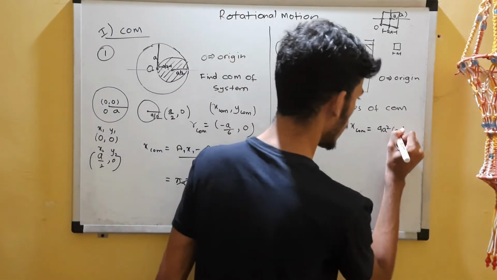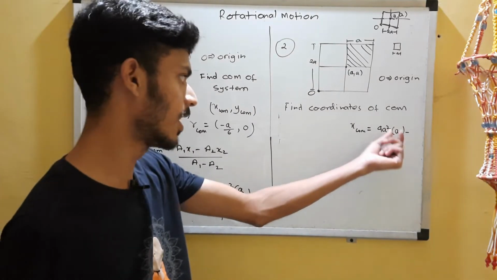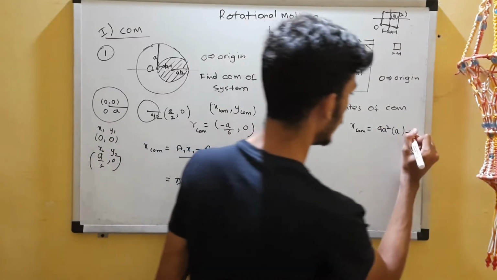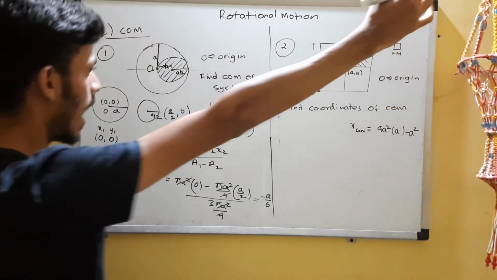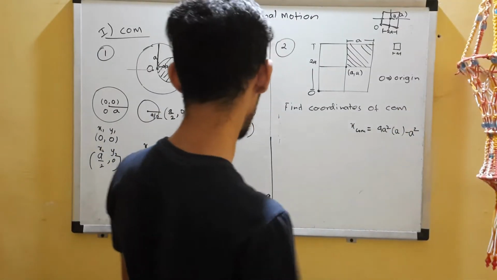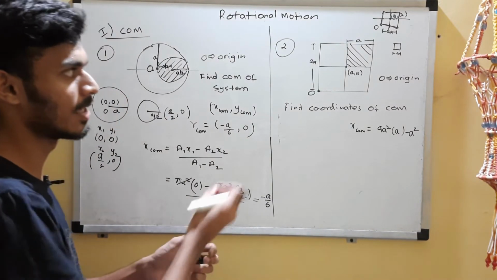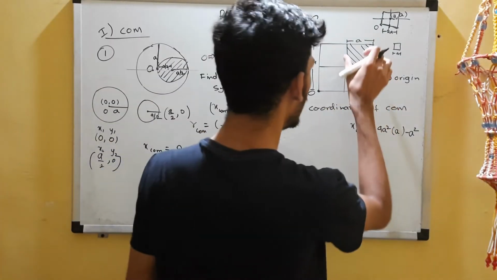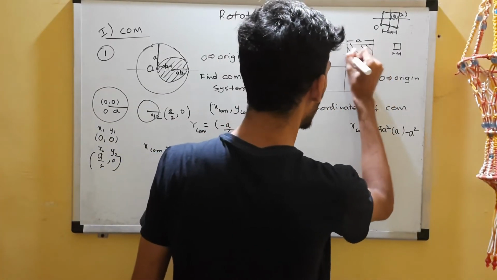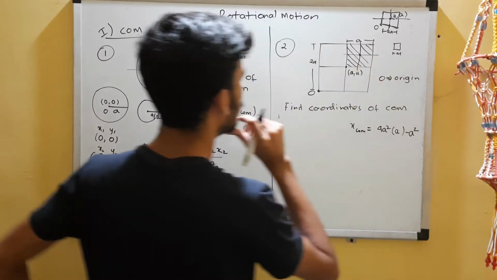So a comma a are the coordinates of the center of mass of the first area. So it's a1 x1 minus a2 x2, where a2 is the smaller square, side square. Then x2 is the x coordinate of the center of mass of the second area. The center of mass will be at the center of this square, so this point we have to find.